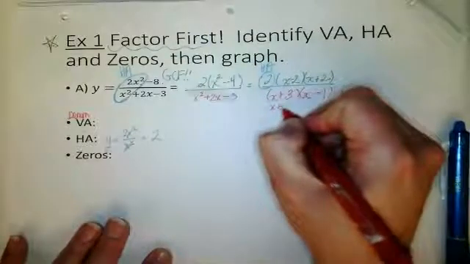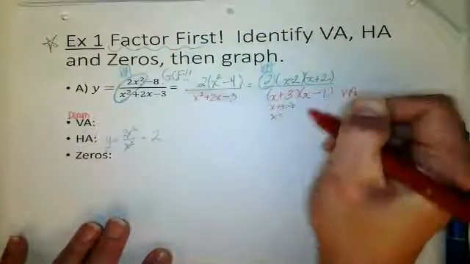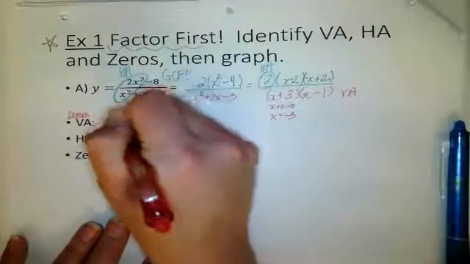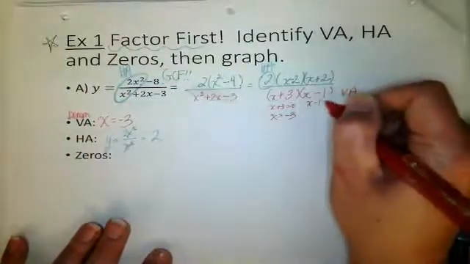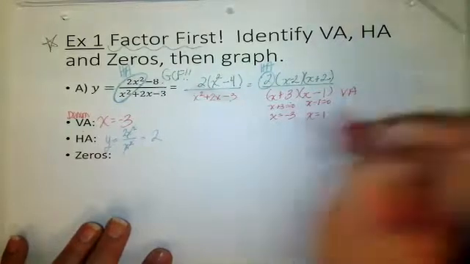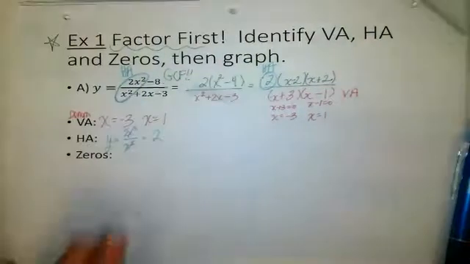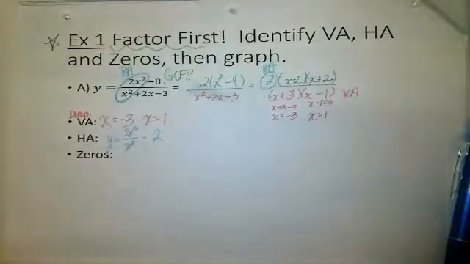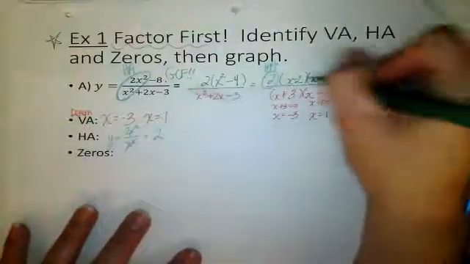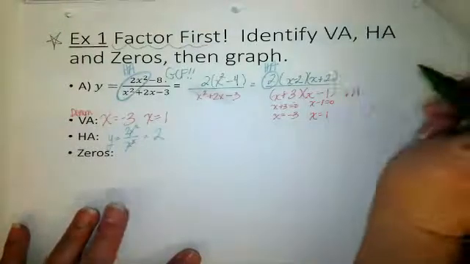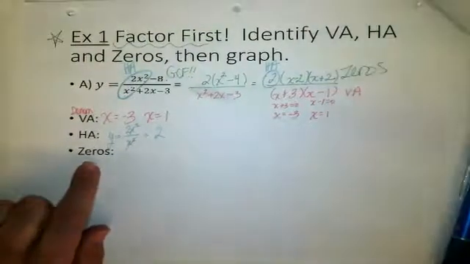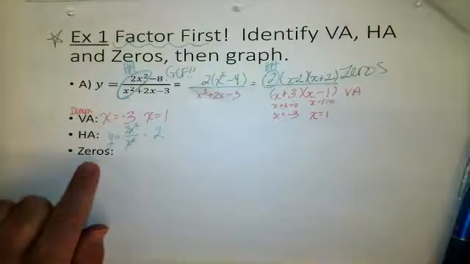If x plus 3 equals 0, what's x? Negative 3. x equals negative 3. Good. If x minus 1 equals 0, what's x? 1. All right. So the vertical asymptotes always come from the denominator. Guess what comes from the numerator? The zeros come from the bubbles in the numerator.